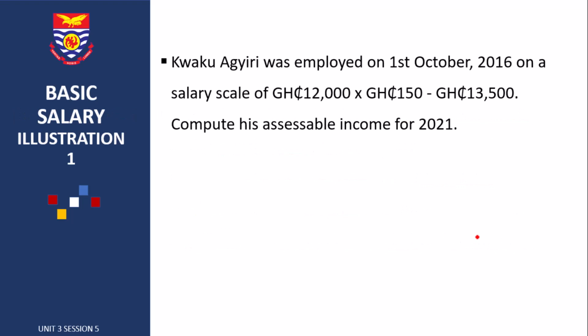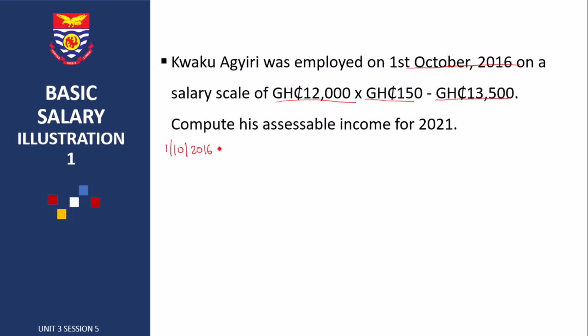Using this example, Kweku Ejiri was employed on 1st October 2016 on a salary scale of 12,000 Ghana cedis, increasing by 150 Ghana cedis to a limit of 13,500 Ghana cedis. Compute his assessable income for 2021. Note that employment income is always assessed based on the current year. So we first have to find the increment in salary. We start from 1st October 2016. So we are looking at the yearly increment.